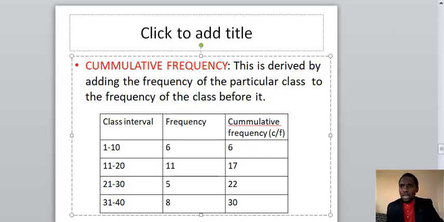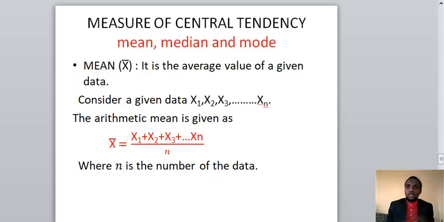Another thing we are going to look at is the measures of central tendency, mean, median, and mode, which we'll be looking at in our next class.